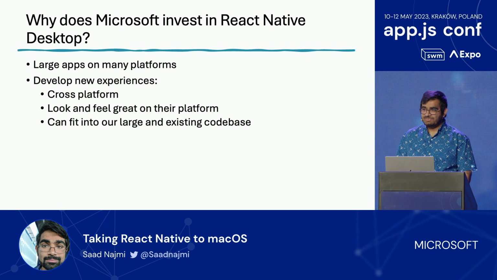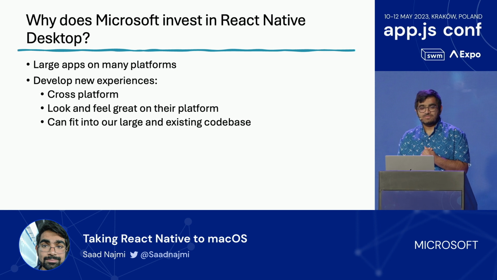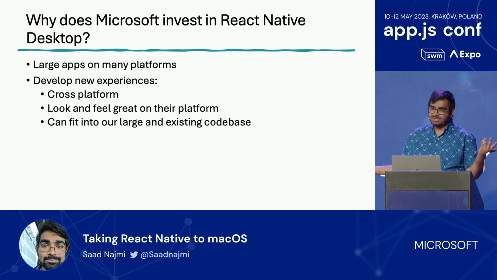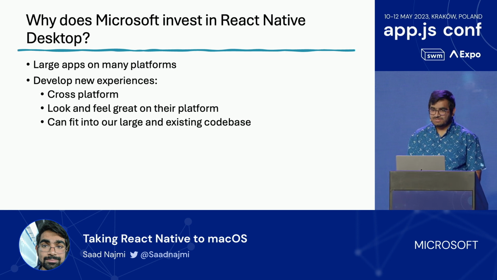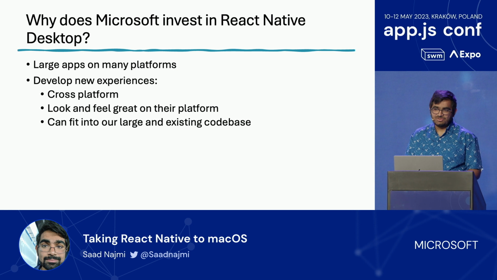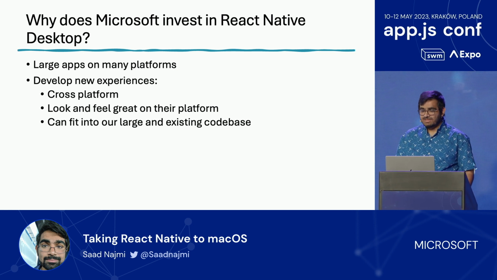And in addition to that, we have a desire to develop new, modern experiences that are cross-platform, that look and feel great on the platform, and can fit into our large and existing code base, otherwise known as brownfield development. So if you just have those three criteria, that already excludes a lot of other possible technologies. We couldn't do something like Electron, because that's an all or nothing. You can't rewrite an entire app in Electron, or rather, we can't. We can't use something like Mac Catalyst, because that also is all or nothing. And you could use something like WebViews, but you don't get that true native platform integration that you do with something like React Native. So when you have these three considerations in mind, React Native feels like a natural fit.